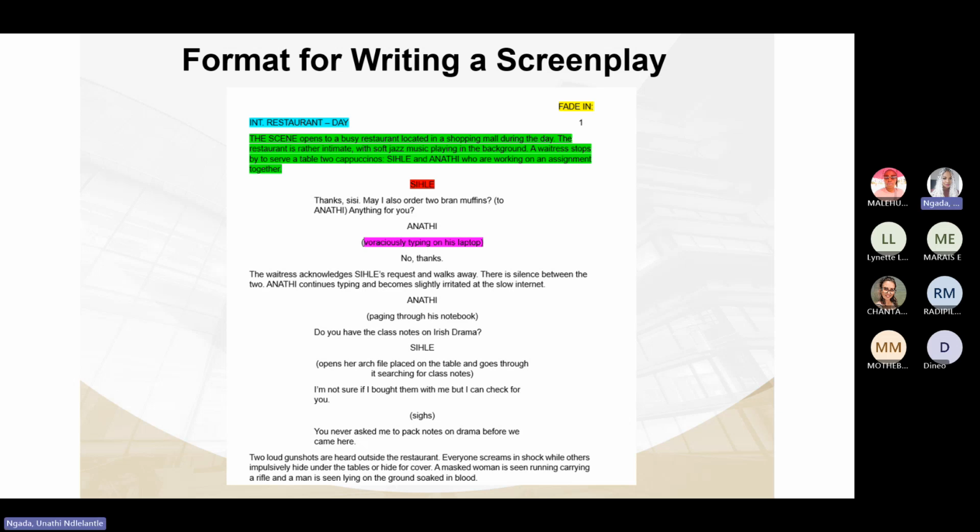Okay. Then with the dialogue, the name of the character must be written in the middle of your page, as seen here where I've highlighted it in red. Sihle. Write it in capital letters, and it has to be written in the middle, right? So with the play, the name of the characters was written on the left-hand side, but with the screenplay, you write it in the middle of the text, right? And then it is followed by dialogue.